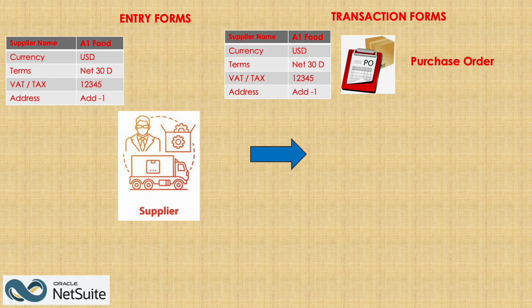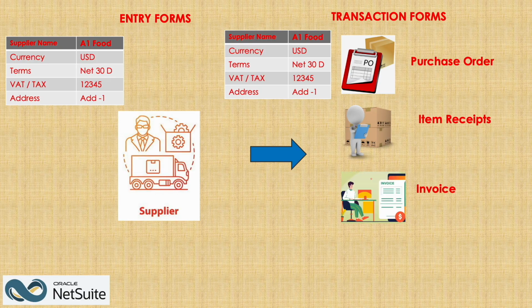Similarly, when you create transactions like item receipts, when goods arrive, vendor bills for invoicing, payments for paying the supplier, each of these will automatically pull data from the supplier record. So again, you can create multiple transactions against one supplier.